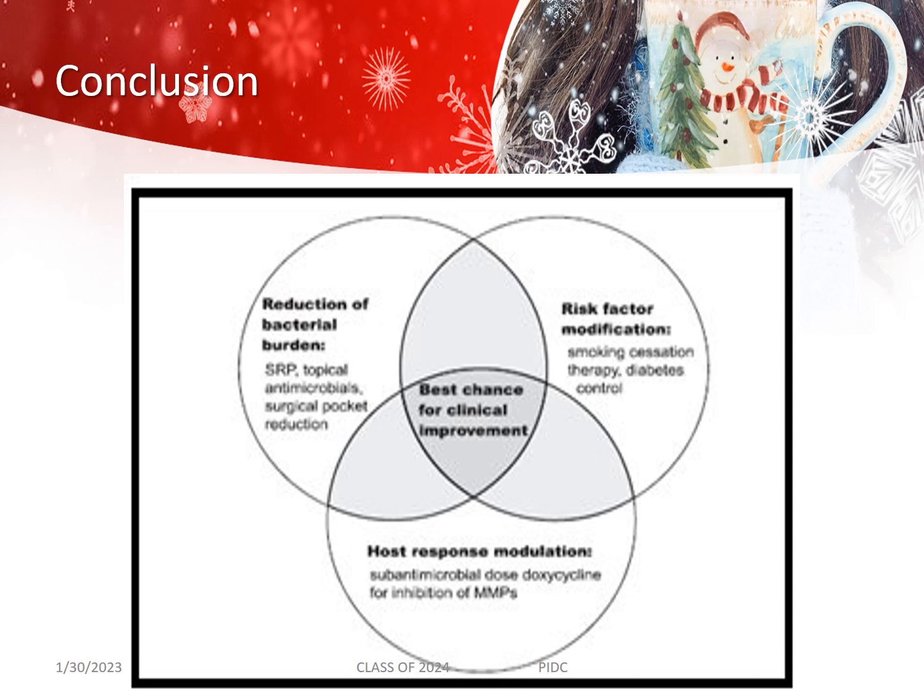So in other words, reduction of the bacterial burden can occur with the help of scaling and root planing and topical antimicrobials. Risk factor reduction has to take place with the help of smoking cessation therapy and diabetes control. Host response modulation can be done with the help of certain drugs which help in inhibition of the matrix metalloproteinases. So all these three together will help us in clinical improvement.